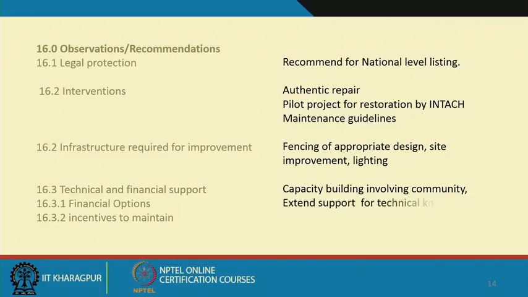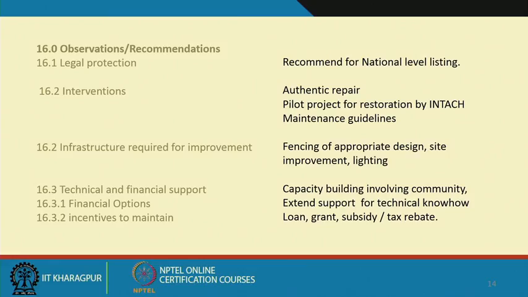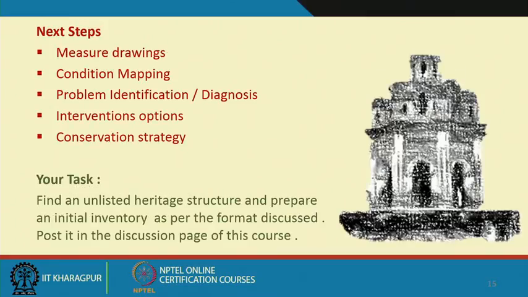And where does the finance come from? We know that technical know-how is very important, but there are loans, grants, subsidies, and tax rebates. Giving the private owner a tax rebate or donation, there are many ways it can be done. We said that there has to be some incentive to maintain it.